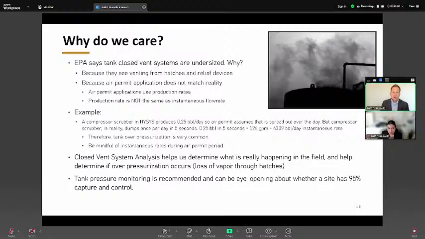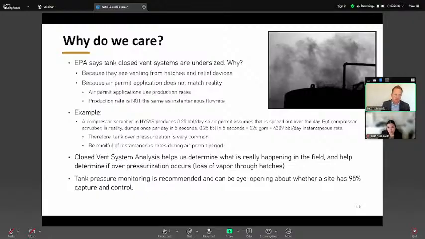Through all of this, why do we care? Well, EPA, through all of the history detail that I glossed over, believes that closed tank systems are inherently undersized. Why? Because when they do flyovers, they see venting from hatches and from your relief devices. They also see that many operators permit their facilities, and then the EPA looks at their closed vent system design or the certifications that have been submitted, and they don't match. That gives them some question as well. They say you're permitted for 1,000 barrels a day, but your CVS is only designed for 500 barrels a day.